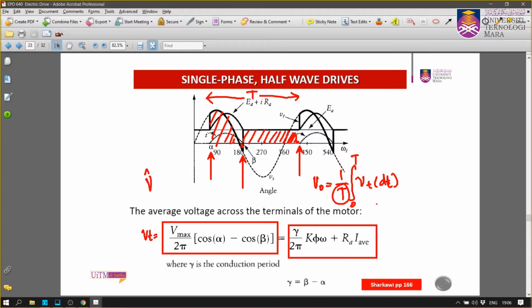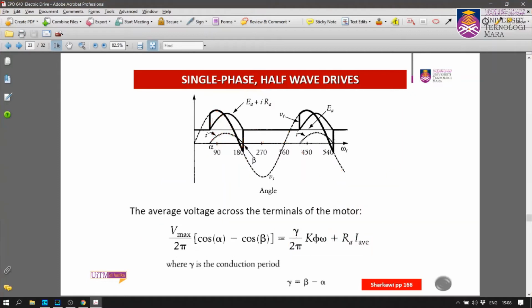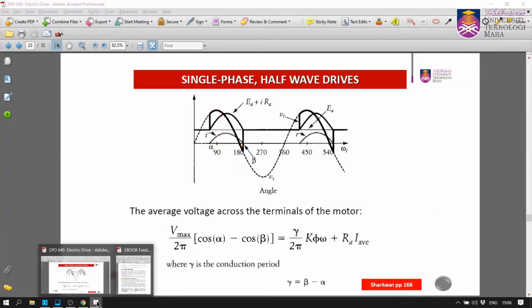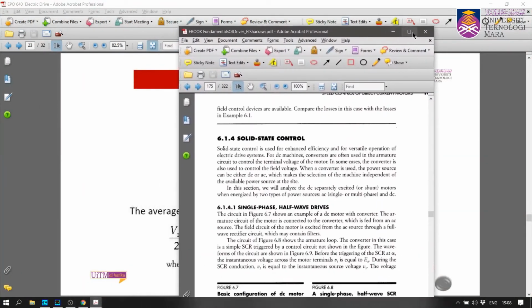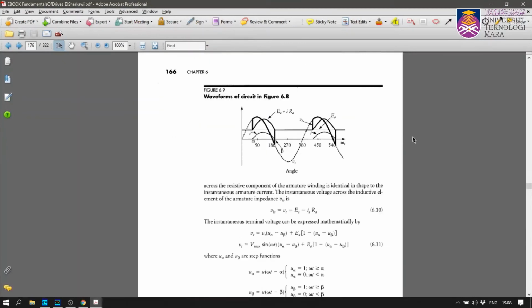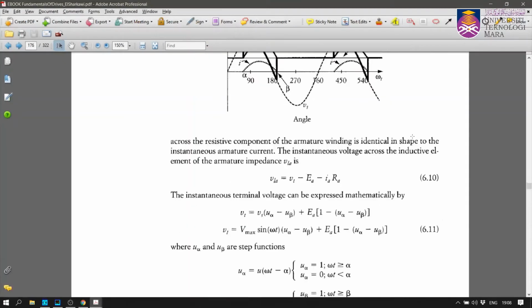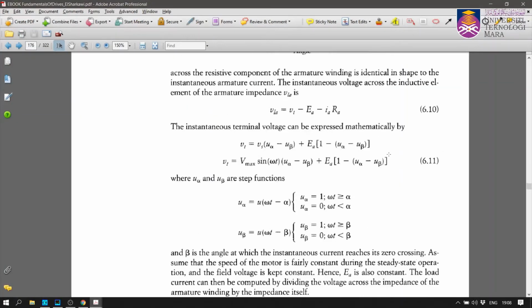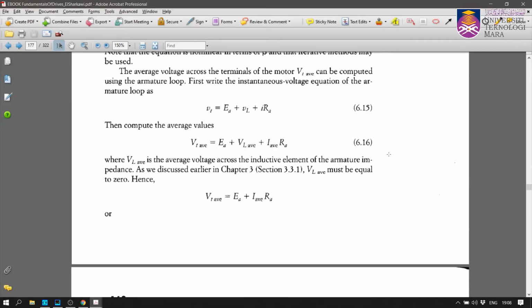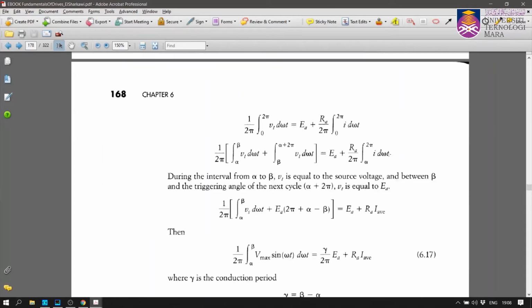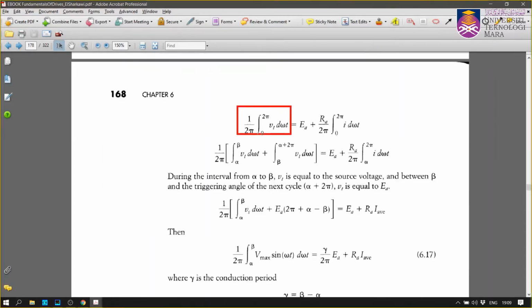So if you look into the Sharkawi book, page 166 will explain how to do the derivation. 166. There you are. Okay, so it integrates. Get it further. So it integrates from, this is a current equation, and that is your derivation to get the voltage.